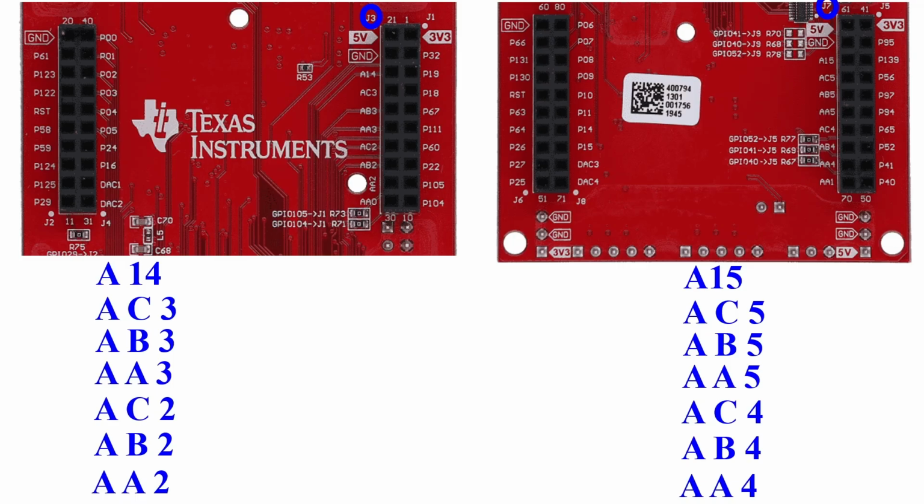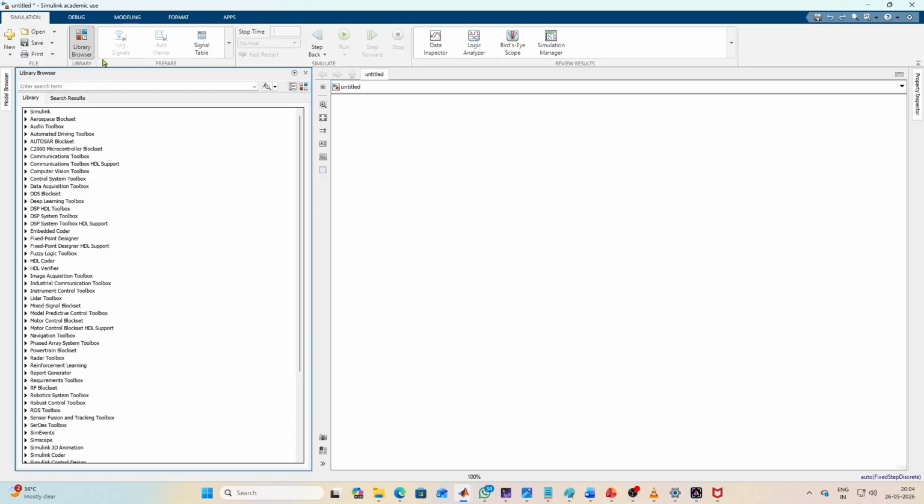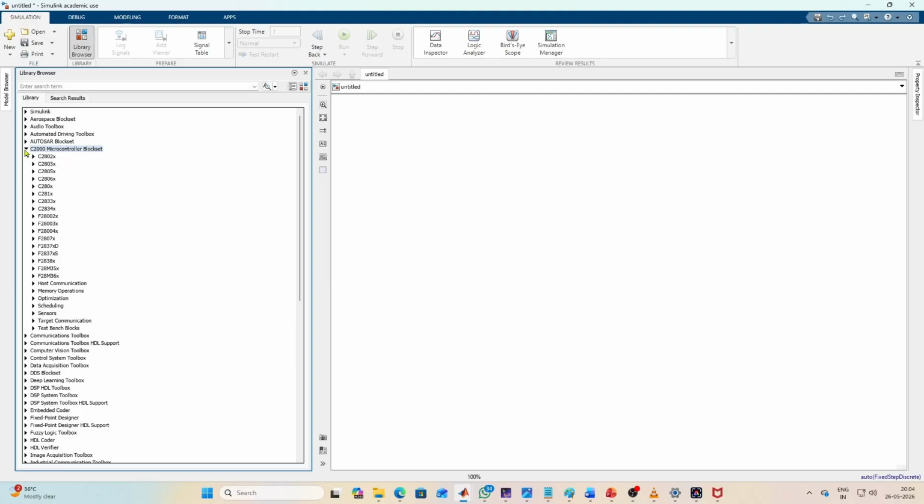Now, after identifying the ADC pin names on the LaunchPad, let us see how to select the ADC block in MATLAB Simulink. First, I will open the library browser in Simulink. Here, we can see different toolboxes and block sets. Since we are working with the F28379D LaunchPad, I will open the C2000 Microcontroller Blockset. Inside this blockset, different C2000 device families are available. For the F28379D LaunchPad, we need to select the F2837XD family.